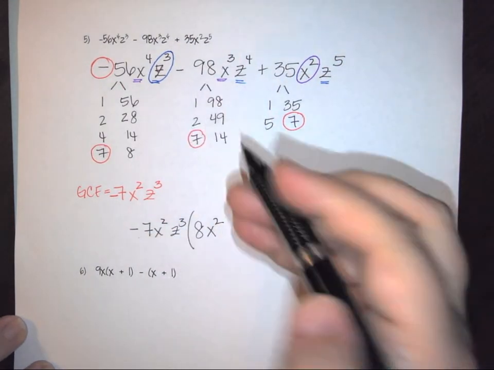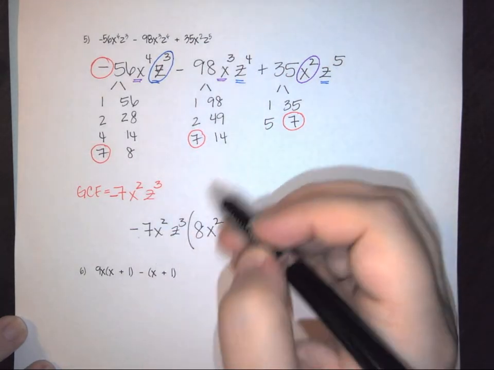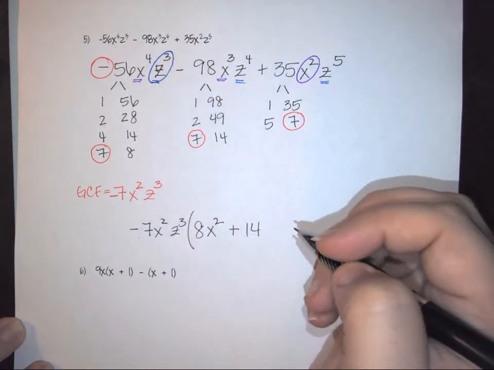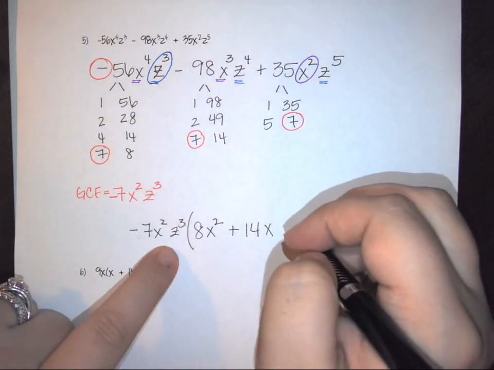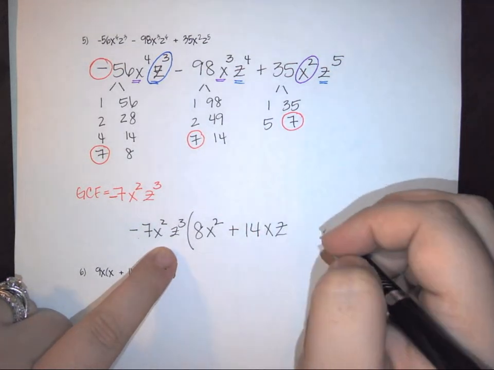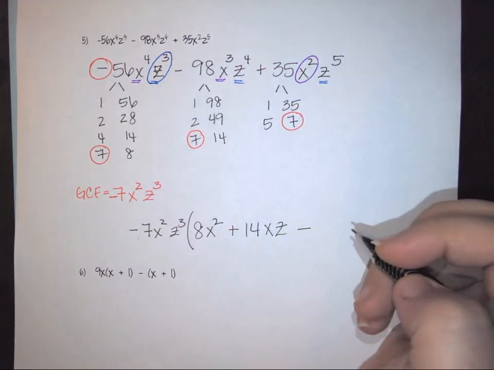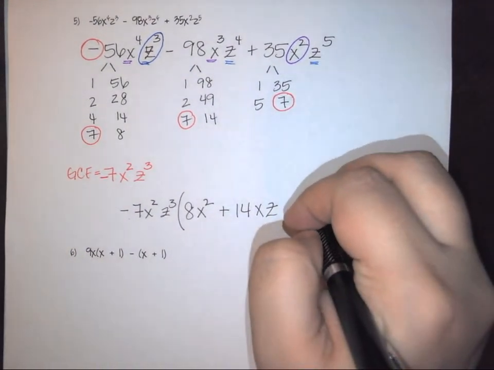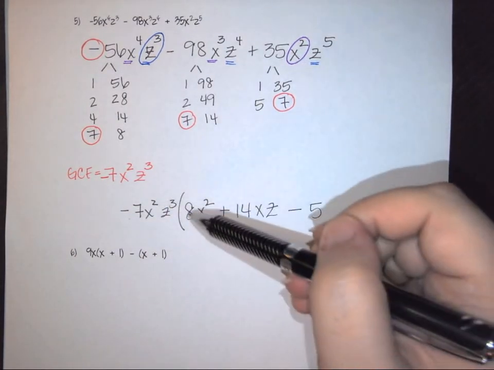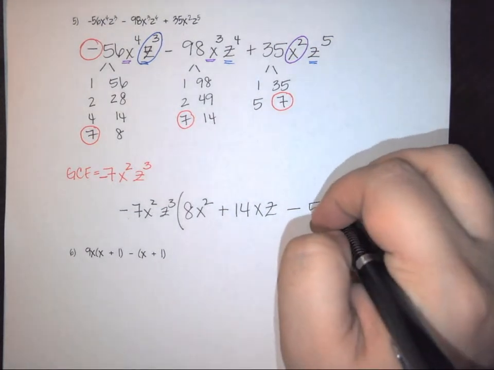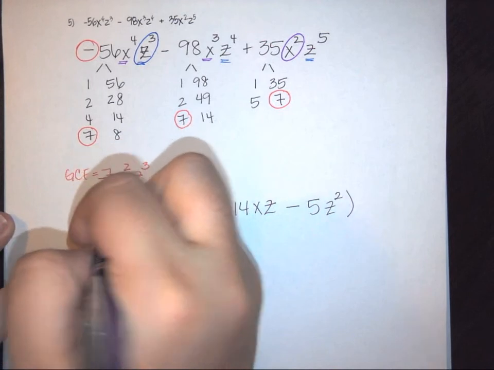I pulled out a negative, so that changes my sign to positive. And then when I pull out 7, I leave 14 behind. Again, I'm pulling out my 2 x's, so there's 1 x left behind, and I'm pulling out 3 z's, so there's still a z left behind. Last but not least, my sign now turns negative. When I pull a 7 out, I leave behind the 5. I need to pull an x squared out, so it goes away, and I'm pulling 3 z's out, so this becomes z squared. And thus, there we have it.